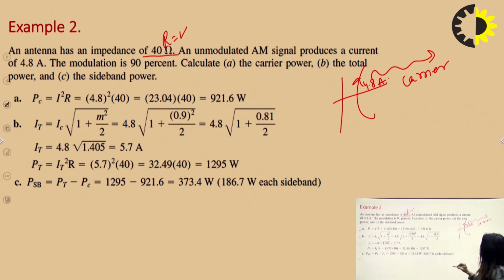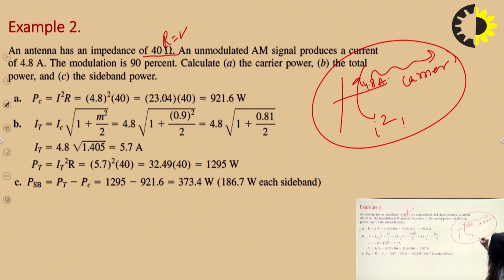So it is talking of I square R, the power PC. IC is given and IC square R is the power of the carrier. The power of the carrier is given, mu is 0.9. Now we can calculate the PC from this formula and it will come out to be 921.6 watts.